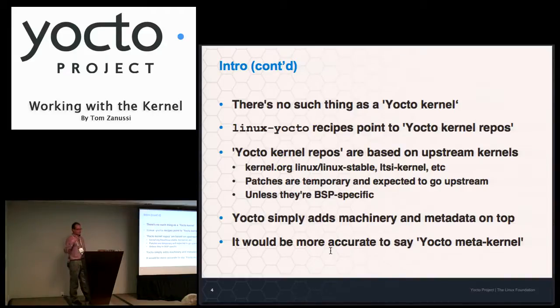So we have the Yocto kernel repos that we maintain, and then we have the Linux Yocto recipe that adds machinery and a set of metadata on top of that, meant to be useful for building up your own configurations and so on, your own kernels. So in a sense, it would make more sense to say that what we have in Yocto is a meta kernel, not necessarily a kernel, and that goes along with the idea of what Yocto is itself, in that you can look at Yocto as not a distribution; it's more of a meta distribution. So in that sense, we have a meta kernel instead of a kernel.